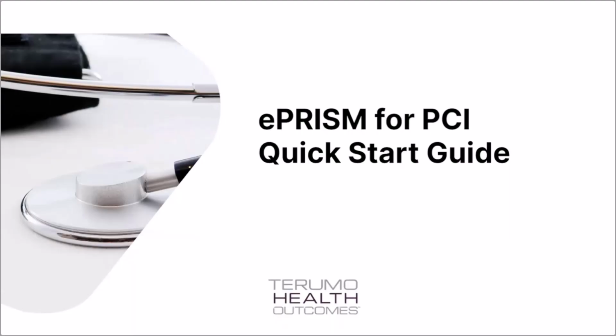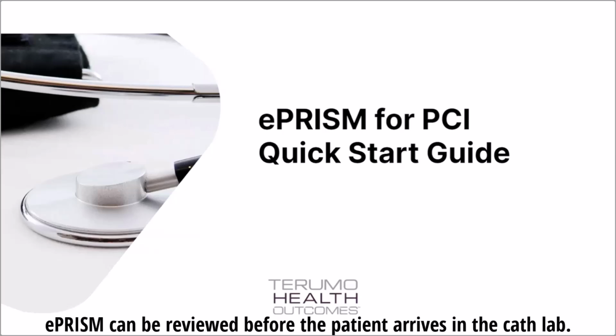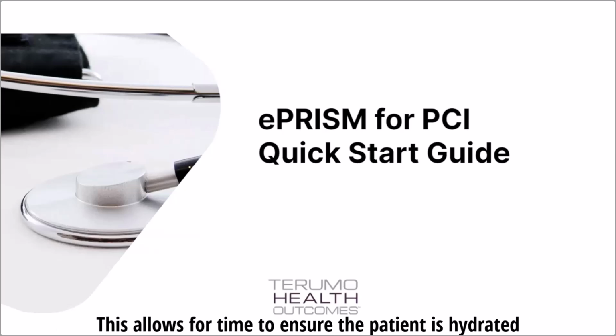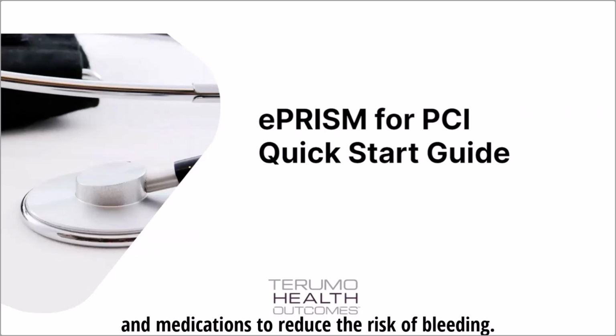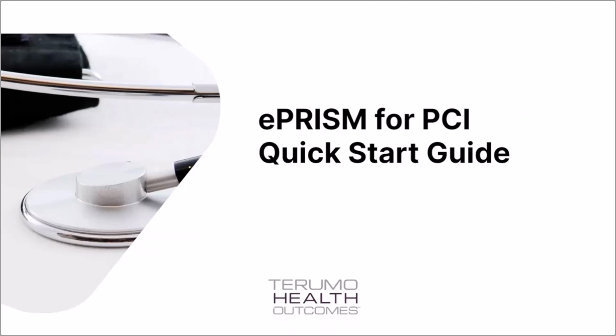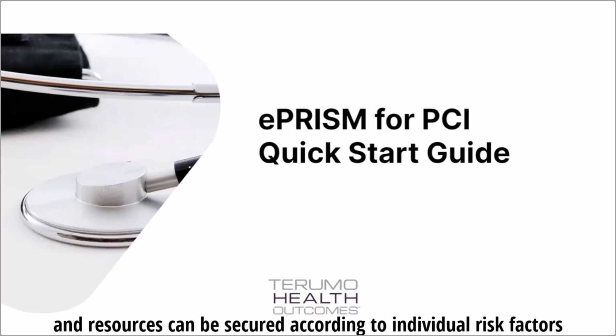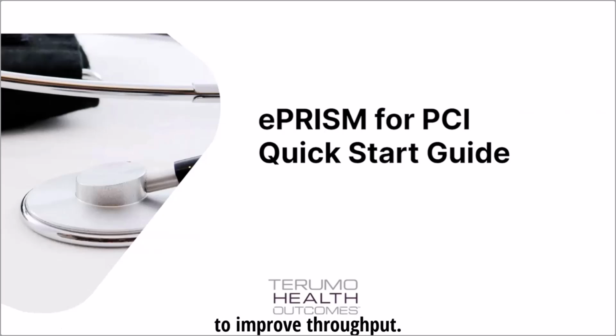For best results, ePRISM can be reviewed before the patient arrives in the cath lab. This allows for time to ensure the patient is hydrated to reduce the risk of kidney injury. It also allows the staff the time to plan for the appropriate procedural approach and medications to reduce the risk of bleeding. Patients can also be scheduled, and resources can be secured according to individual risk factors to improve throughput.